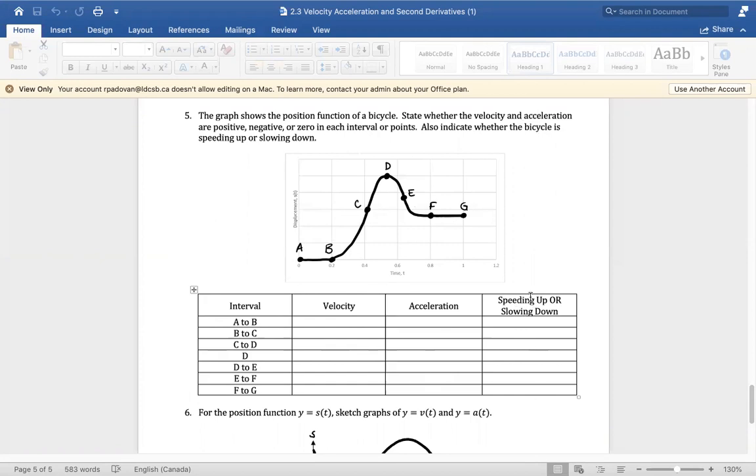So in order to find out if I'm speeding up or slowing down, I need to look at if the acceleration is positive or negative, right? And take a look at comparing the two, if the signs are the same or the signs are different. So for example, let's just go section by section here, take it easy.